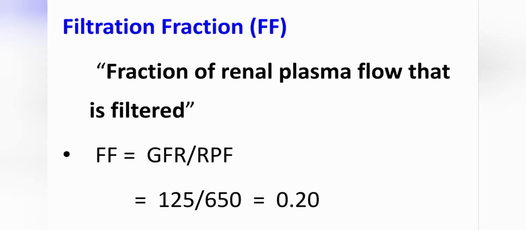Now another thing is filtration fraction. It is the fraction of the renal plasma flow which is filtered. We can write its formula as FF is equal to GFR divided by renal plasma flow. Now we know that the value of GFR is 125 and renal plasma flow is 650 milliliter per minute. So FF, or filtration fraction, comes to be about 0.20. It means that 20% of the renal plasma flow is filtered when it passes through the glomerular capillaries. So GFR is 20% of the renal plasma flow.